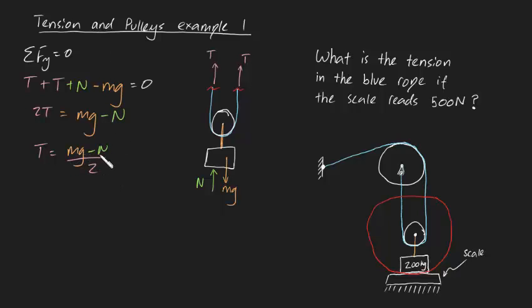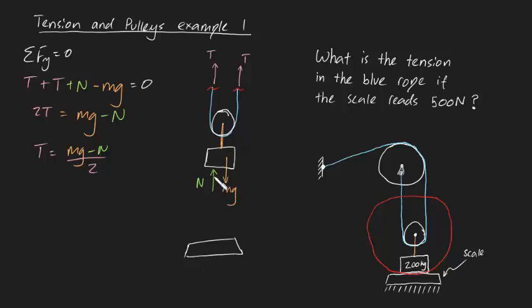Now let's talk about what the value of N is. We know that m is 200, we know g is 9.8, but what's N? Well, you can tell from Newton's third law that N, the normal force acting back up on this 200 kilogram mass, must be the same as the force acting on the scale. And to understand why that is, let's draw a free body diagram of just the scale. So this is the free body diagram of just our scale, like this.